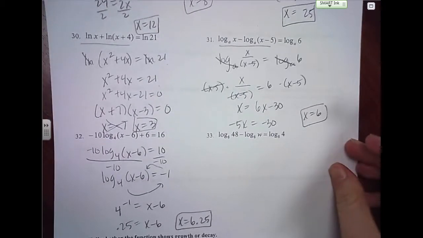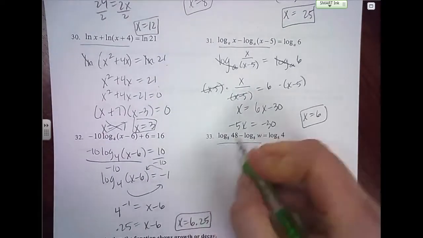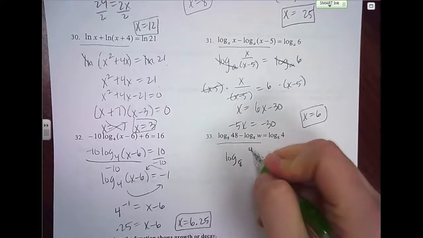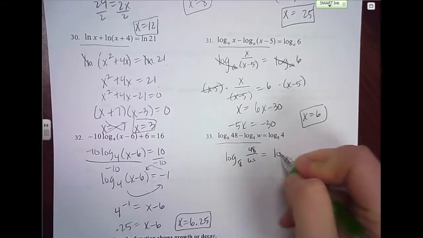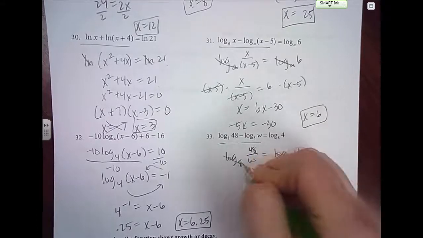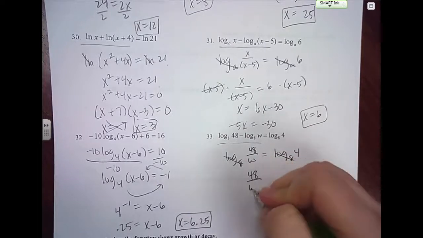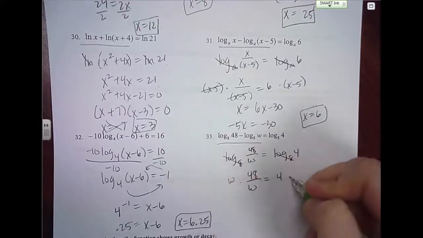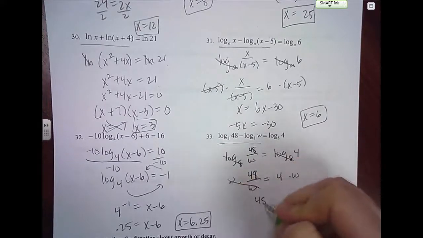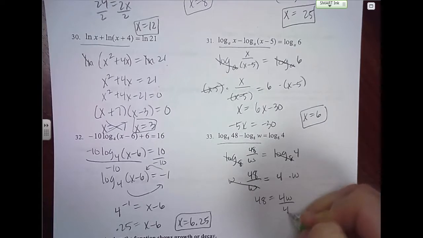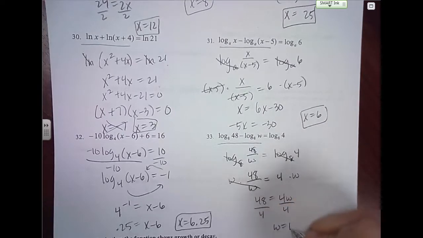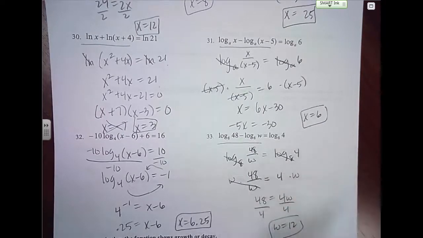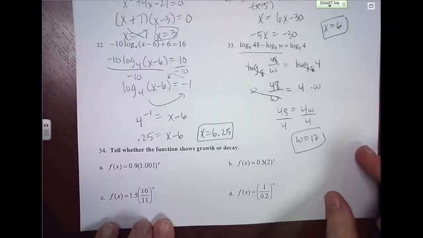And number 33, again, subtraction is division, so let's put these together. 48 divided by w. Log 8 crosses out. 48 over w equals 4. Multiply by w to get it out of the denominator. 48 equals 4w, and divide by 4. W equals 12.